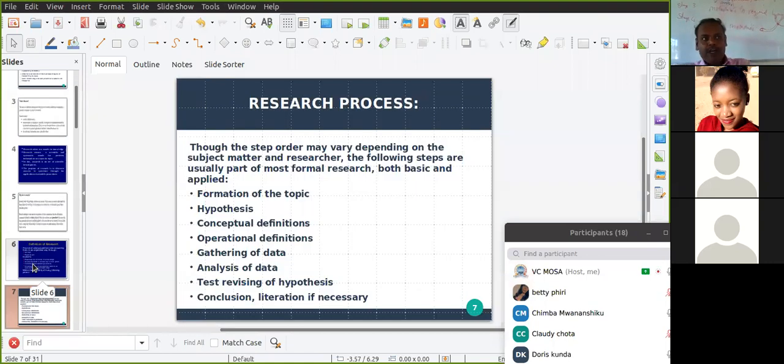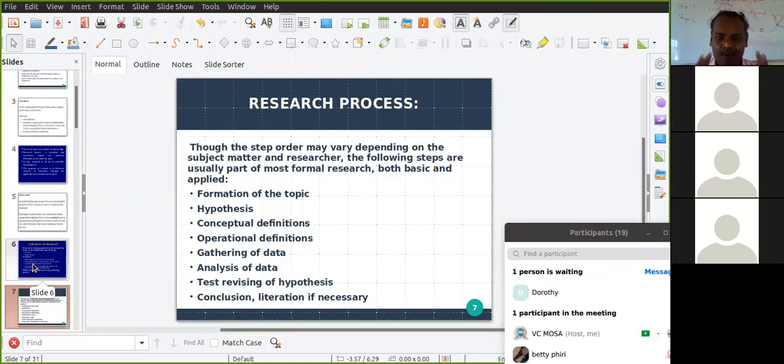So if you want to do a research, there is a process. The process I mentioned in this slide is especially applicable to applied research. This research process slightly differs from social science research. The steps I have given, or the order I have given in the slide, may vary from subject to subject or researcher to researcher, but most formal researchers follow this one, especially basic and applied research follow the categories mentioned below.